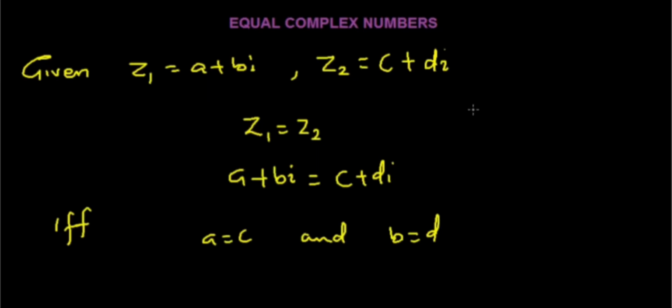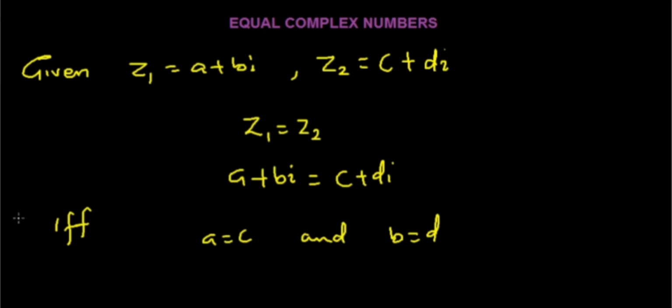Okay guys, we are still in the series of complex numbers, and in this video we're talking about equal complex numbers. Given that we have two complex numbers, z1 and z2. Z1 in rectangular form, a plus bi, and z2, c plus di. Now z1 is said to be equal to z2, that is a plus bi is equal to c plus di, if and only if a is equal to c and b is equal to d.